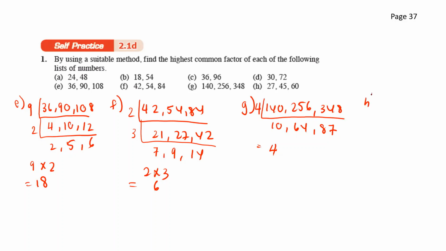And lastly for H, we have 27, 45 and 60. So here we can divide this number by 3. That will give us 9, 15 and 20. So since these numbers cannot be divided by any other number, that will give us the highest factor of 3.